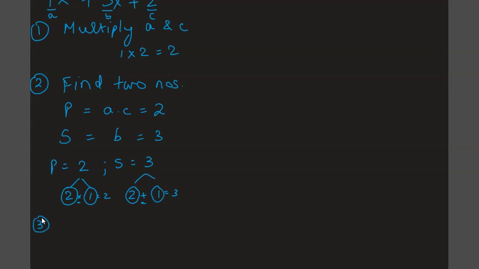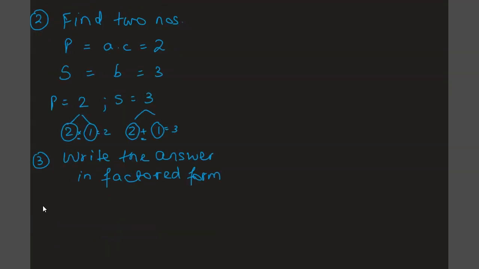My third step is to write the final answer in factored form. So my question was 1x squared plus 3x plus 2. It can be written as (x plus 2)(x plus 1). That's it. The two numbers that I found, 2 and 1, I just write them with my x, one in one bracket and one in another bracket. So one number is 2, I write it with x in one bracket. Another number is 1, I write it with x in another bracket. And this gives me the answer, and we're done.